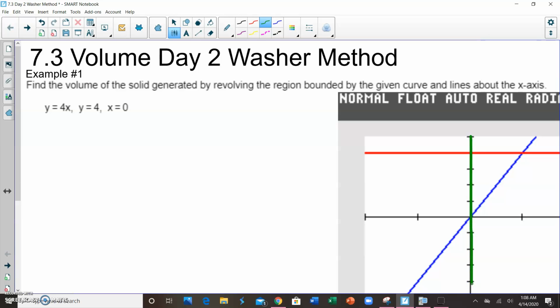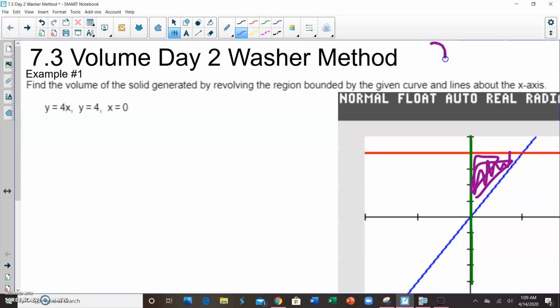So there is x is equal to 0. I would have graphed that with my graphing calculator, but the graphing calculator does not graph vertical lines, as far as I know. I'm going to take that triangle where the red and the blue and the green all meet, and I am going to revolve it around the x-axis. When I revolve it around the x-axis, there's going to be a hole in the middle of it. This part right here is going to be a hole. So that is why we use the washer method.